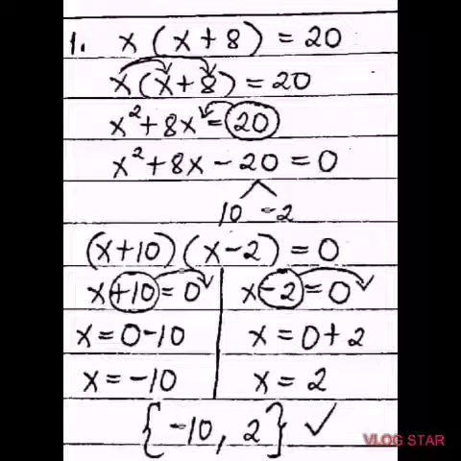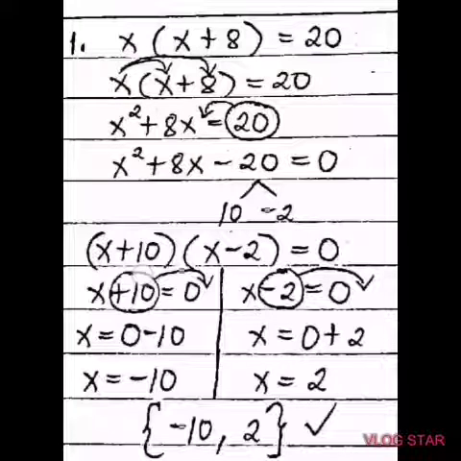Now, since it is already written in standard form, you can choose what method you're going to use. You can do it by factoring, by completing the square, or by the quadratic formula. In here, I use factoring. The factors of negative 20 that I used are 10 and negative 2. Why 10 and negative 2? Because if you multiply 10 and negative 2, it will give you negative 20, and 10 plus negative 2 is positive 8. So that's why these are now the factors.